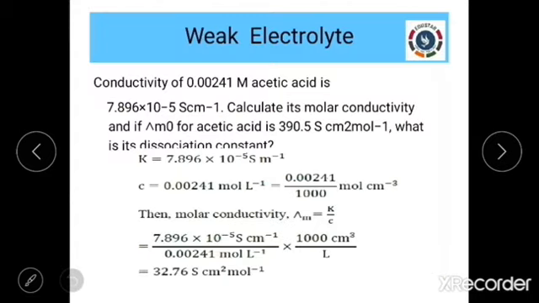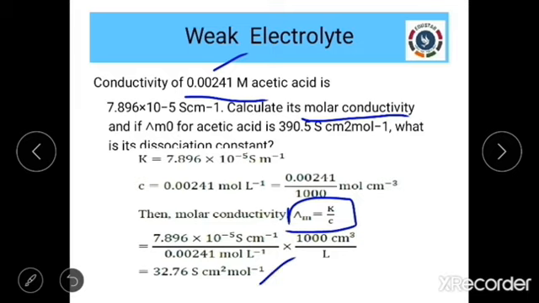Yes, for the weak electrolyte I have put a problem. They have given the conductivity. What is the conductivity? That is kappa. Kappa is given and the molarity is also given. If these things are given, we can find out the molar conductivity. So what is the molar conductivity formula? Lambda m is equal to kappa divided by C. We will find this just by supplying the values itself. We are getting the answer.